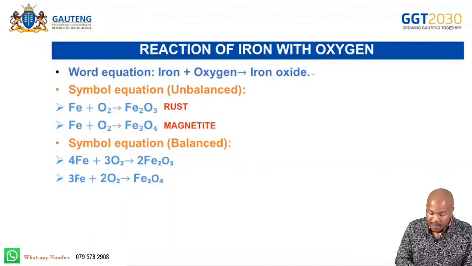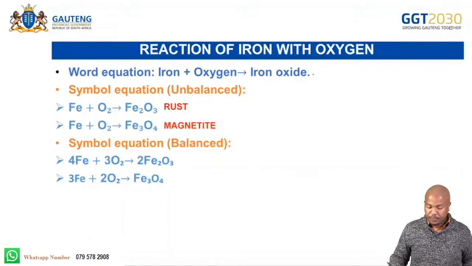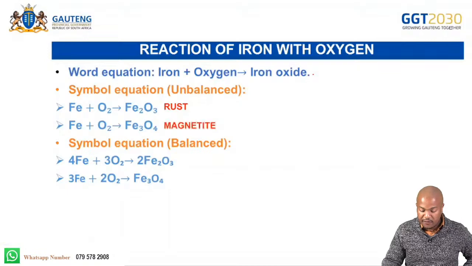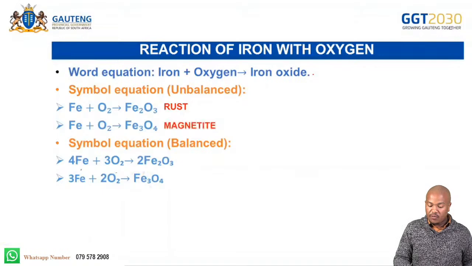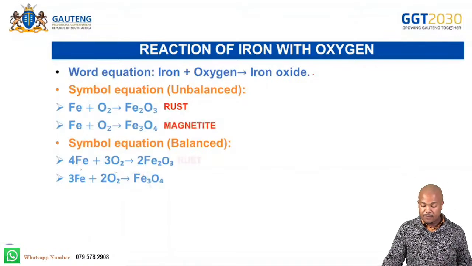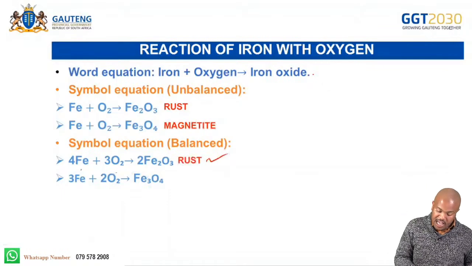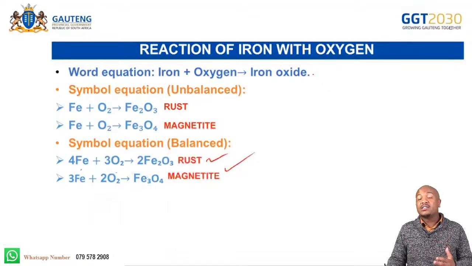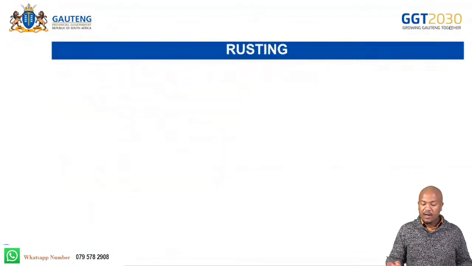And here are the balanced chemical equations for these reactions. For rust, you have 4Fe plus 3O2 to form 2Fe2O3. So you have iron plus oxygen to form two molecules of rust. Then the last one, you have 3Fe plus 2O2 to form Fe3O4. These are examples of the balanced equations of the two reactions of iron with oxygen.